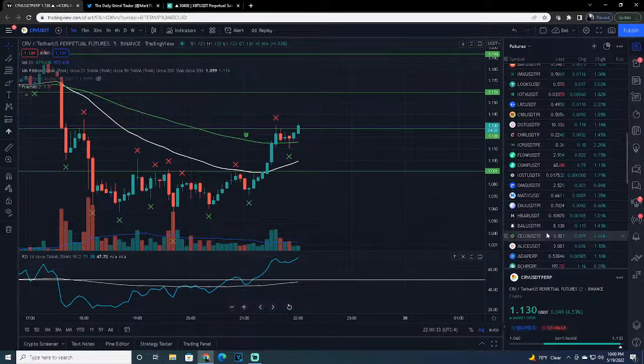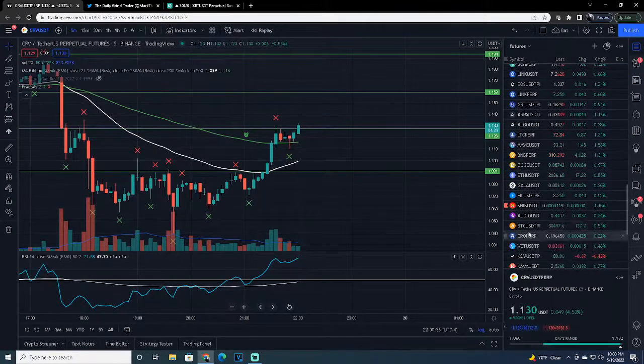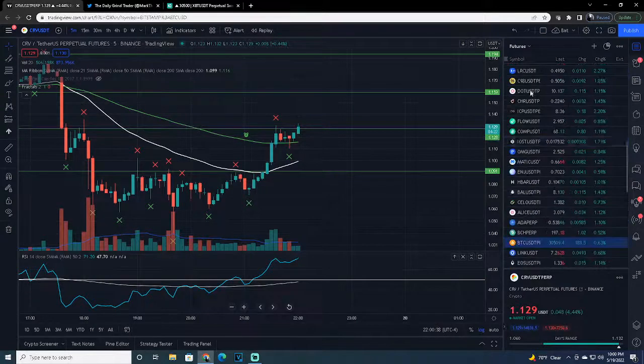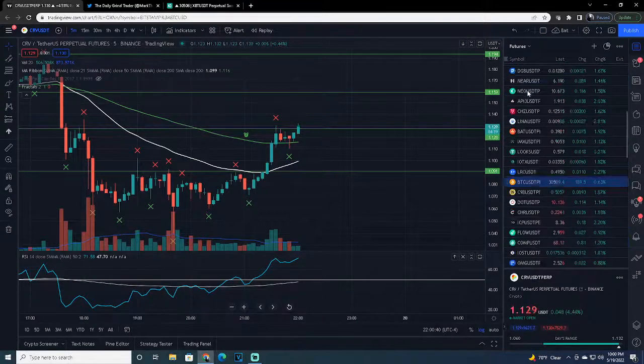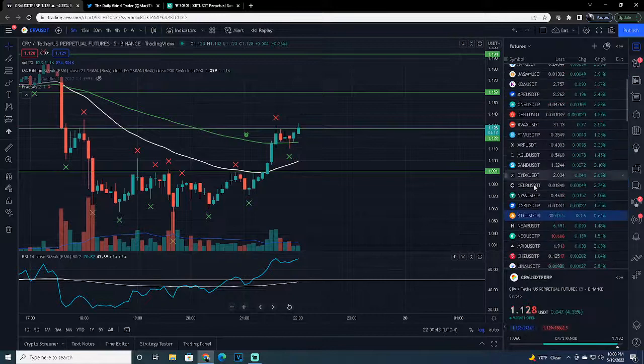We'll move Bitcoin up because I want to see where that's at, because we are in a trade on Bitcoin right now. And it looks like we're looking pretty good on Bitcoin. I'll move this up to the top as well.